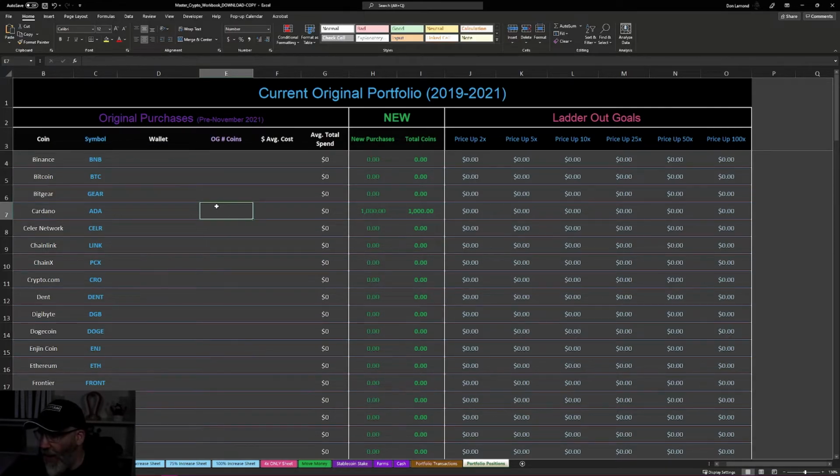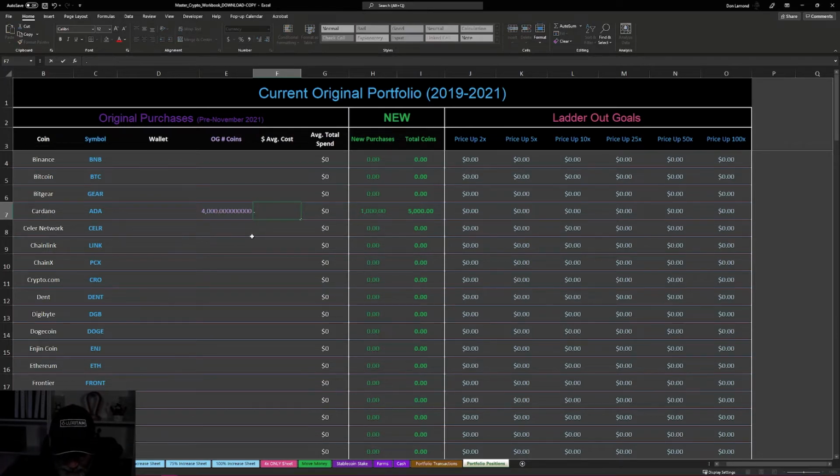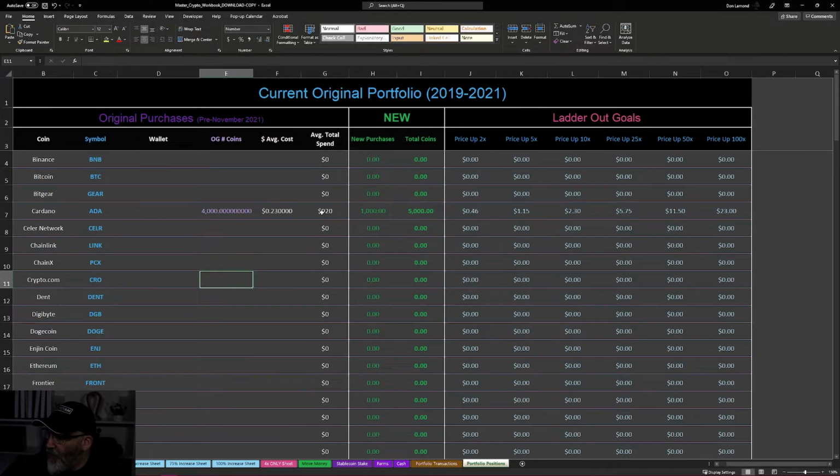And let's say you had 4,000 tokens of Cardano sitting in a Trezor somewhere or in your Coinbase account. Okay, let's just say you add that here. You're like, I'm going to update this. And my average cost, and you do the math on your own, was, let's say 23 cents because you bought it way a long time ago. So you've spent $920 to get these 4,000 tokens, and you enter this data in, and this will figure it out for you.